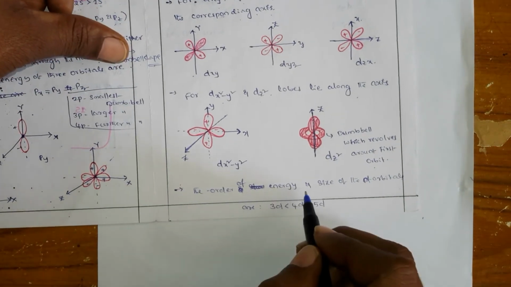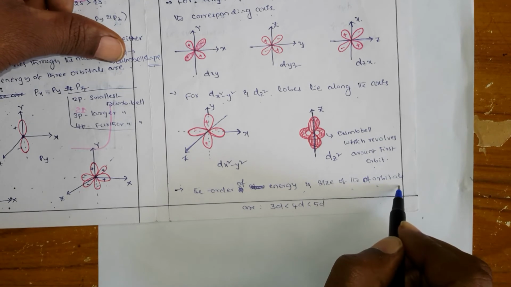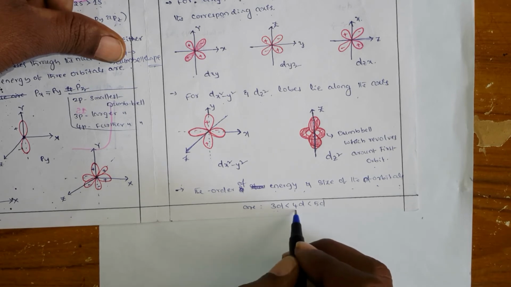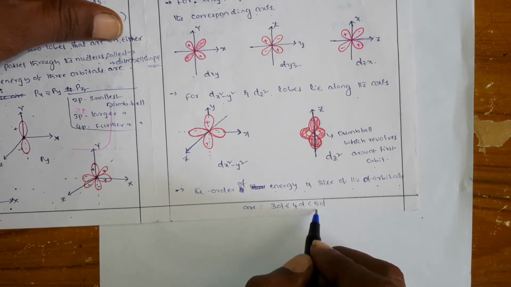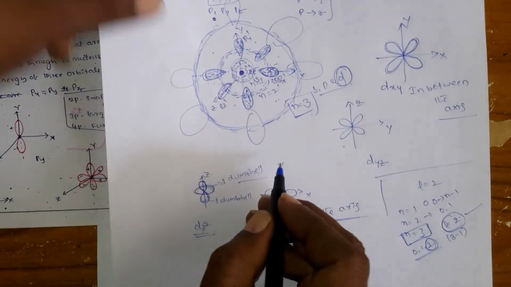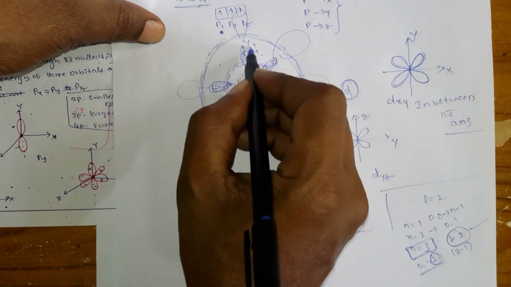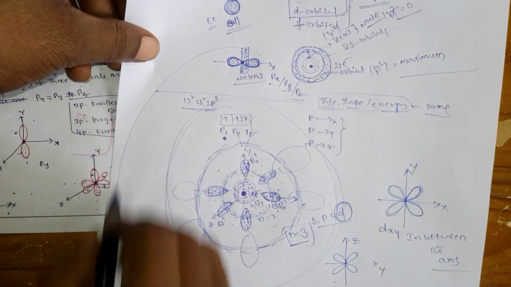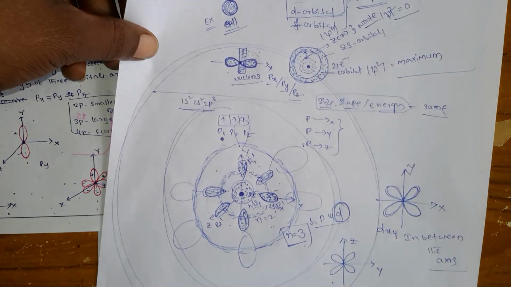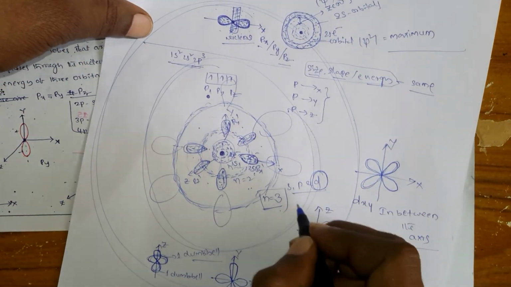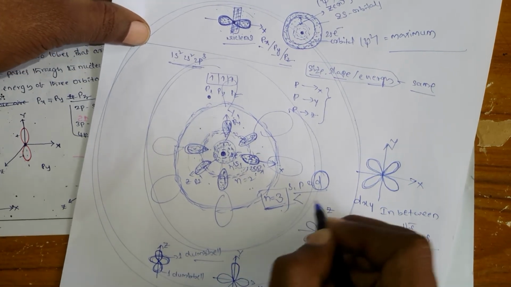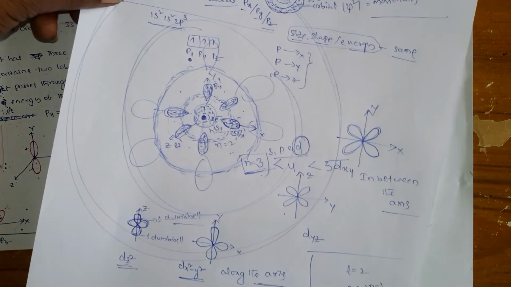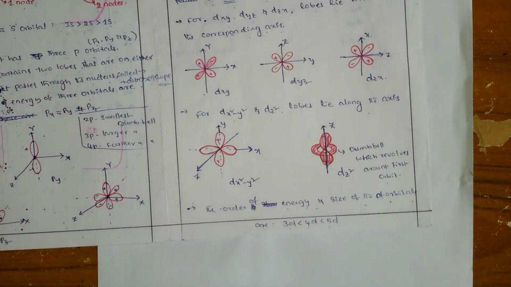And one more thing, the order of energy and size of the orbitals again. So again the size and energy will increase from the third shell to the fourth shell, fourth shell to the fifth shell. Okay, so that means the energy of the orbitals in the fourth shell is higher than those in the third shell, and compared to the fifth shell, right? So the d orbitals in the third shell have less energy than the orbitals in the fourth shell, than the orbitals in the fifth shell. Okay, right.